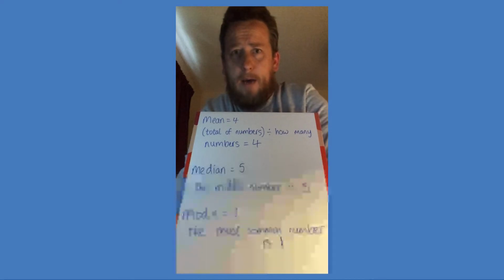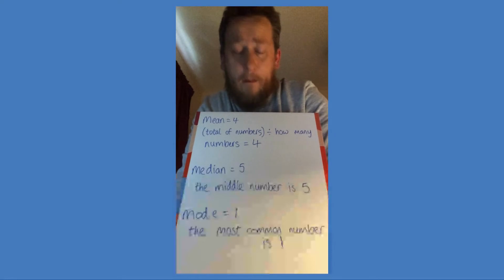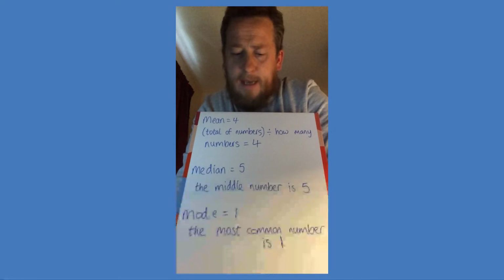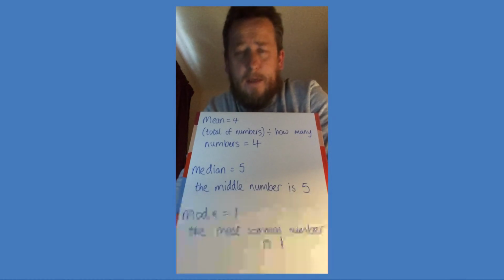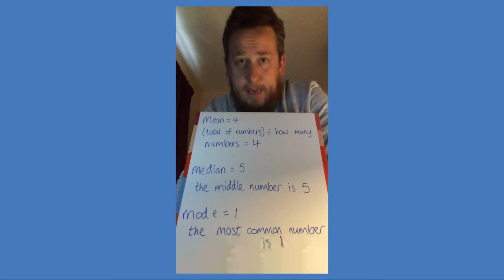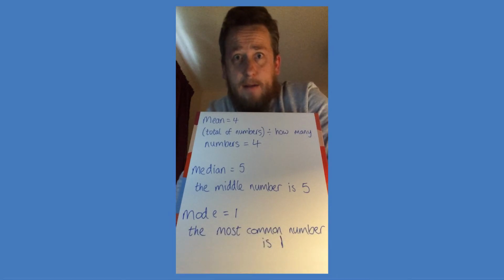So I set you a challenge: you were looking for a set of numbers that had a mean of 4, a median of 5 and a mode of just 1. And I said I'm not going to tell you how many numbers are in the list, but you can solve this question with a list of less than 10 numbers. And I said that there were 3 videos on our YouTube channel that could help you.